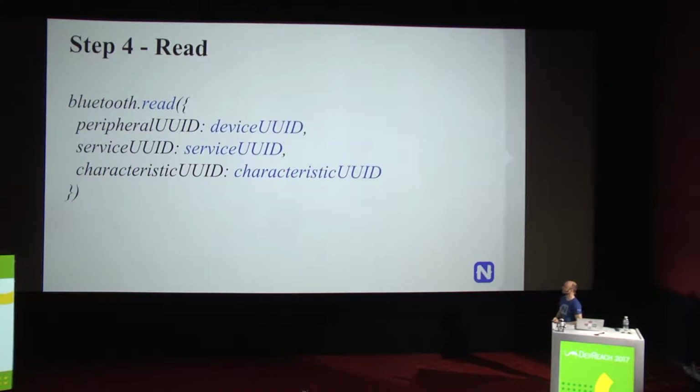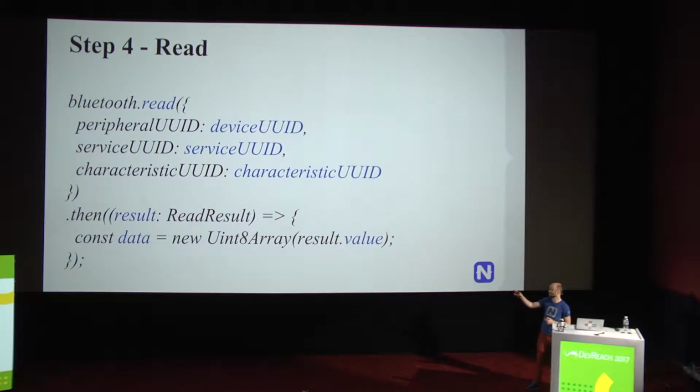And then finally, to read values, we just call Bluetooth.read. In here we provide the UUID of the device, the service UUID, and the characteristic UUID. Every time you want to read, you pass these parameters. Then this will return a callback with your data, which you can parse and, for example, read the battery level or whatever you need.